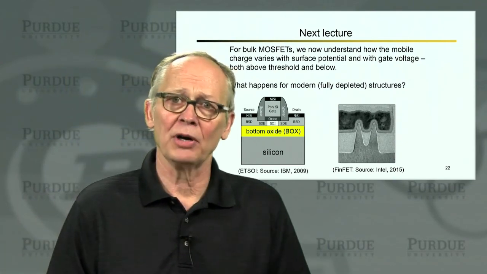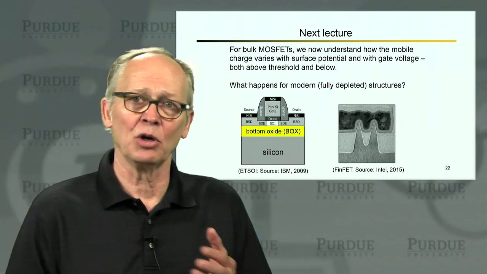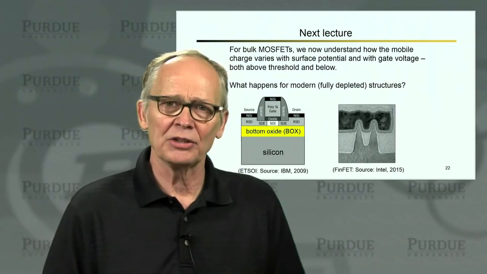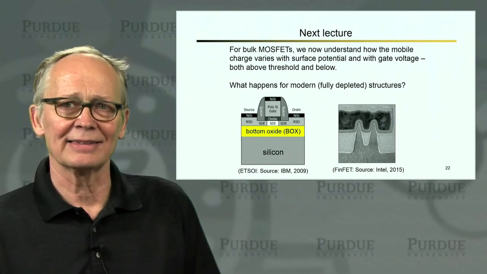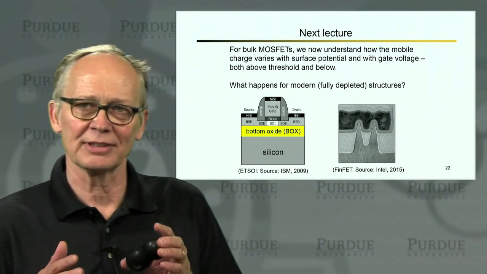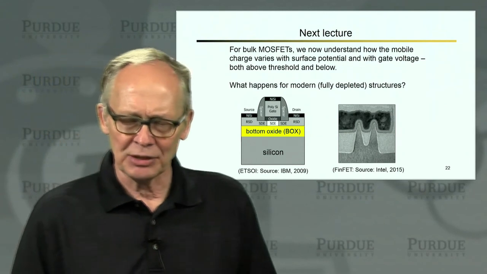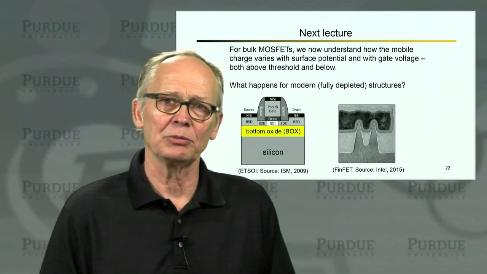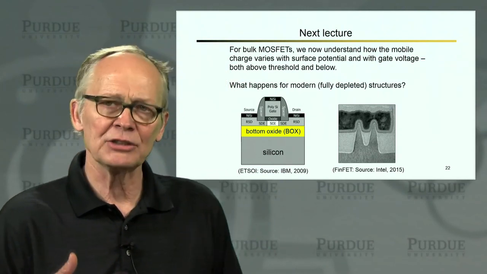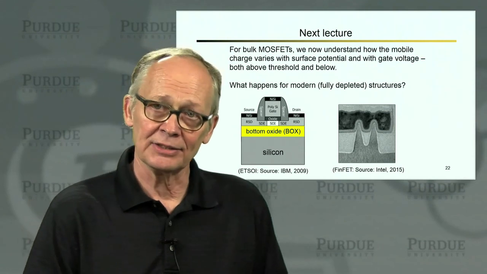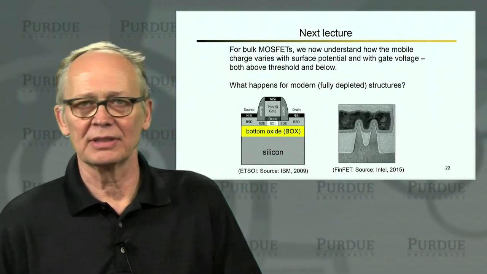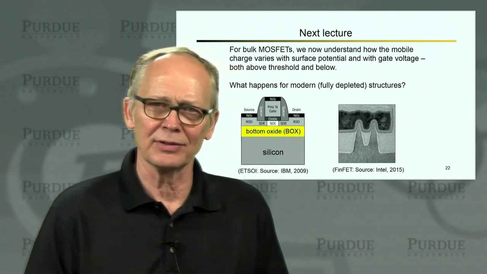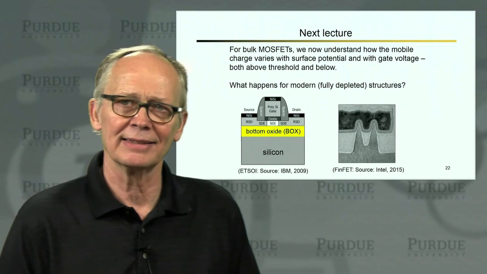Okay, so for bulk MOSFETs, we now have an understanding of how the mobile charge varies with surface potential and with gate voltage. What I want to do in the next lecture is to talk about the same topic, mobile charge versus gate and surface potential, but in the context of some more modern structures. These days, the industry is moving towards structures like extremely thin silicon-on-insulator, or FinFET, which is sort of a vertical silicon-on-insulator. The structures are significantly different from the bulk structure that we've been discussing in this lecture.